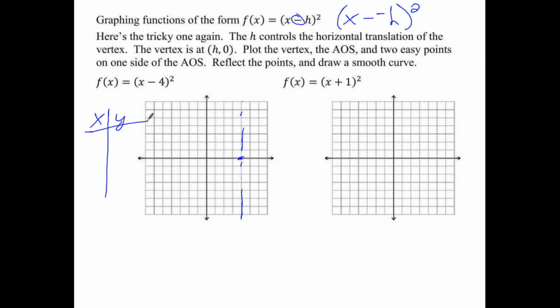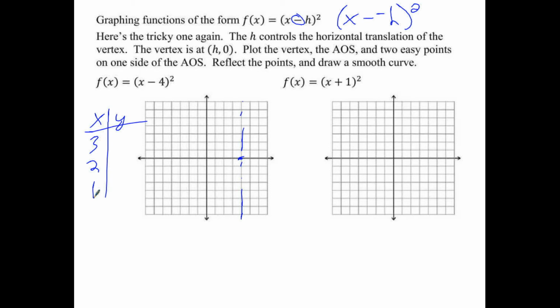Pick points. We can always go to the right or to the left of the vertex, but not both. We're at 4, so we can go 5, 6, 7. We can also go 3, 2, 1. Which way would you rather go? 3, 2, 1, fine. It doesn't make any difference, okay? It's just whichever numbers you are more comfortable with. Let's go 3, 2, 1. Even if you don't like it, let's do it that way, just to show you that we can do it that way.